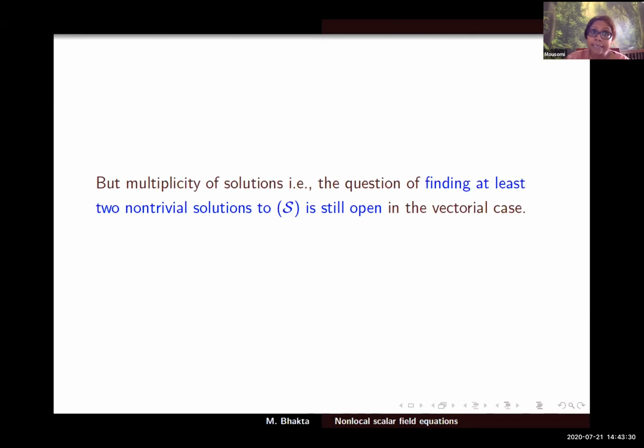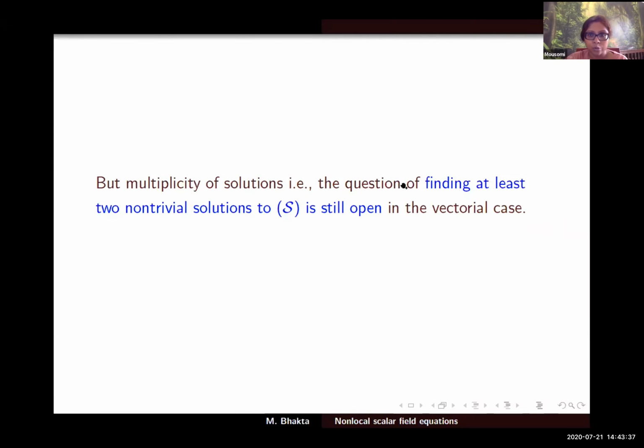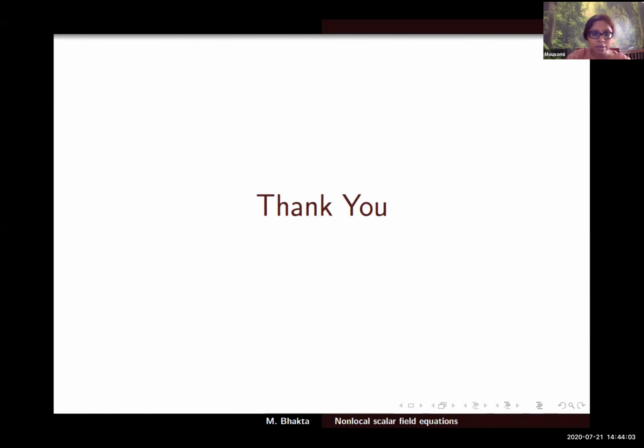So we just prove the existence here. We couldn't prove the multiplicity. Multiplicity is yet an open problem, and we do not know how to get the multiplicity of solutions in the vectorial case. Also, as far as I know, the multiplicity for this problem, even in the local case, is not yet known. So we are still trying. So that's all I want to say, and thank you.